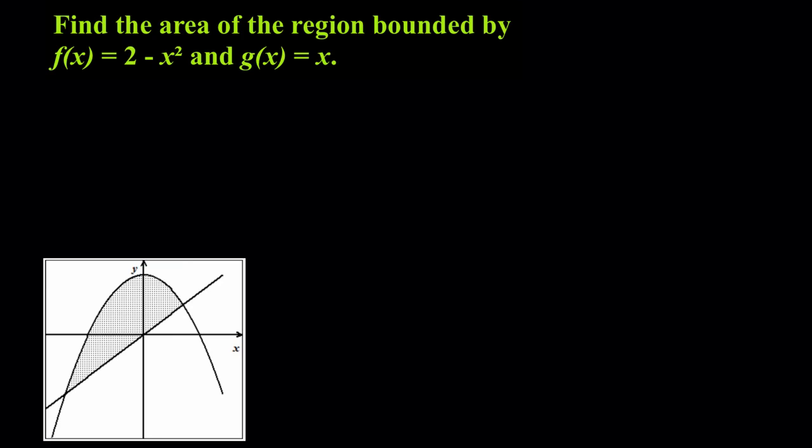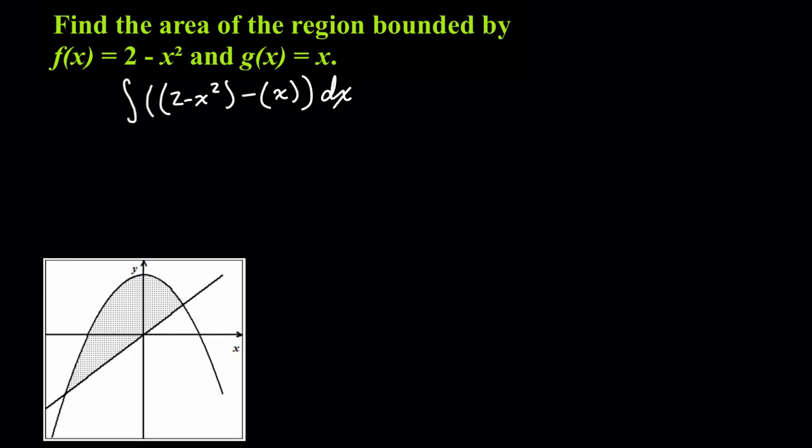All right, so the next problem says to find the area of the region bounded by f of x equals 2 minus x squared. That is going to be the parabola right here. And g of x is equal to x, which is this line right here. All right, so setting up an integral, we're going to have the integral of the top function, which is 2 minus x squared, minus the bottom function, which is x dx.